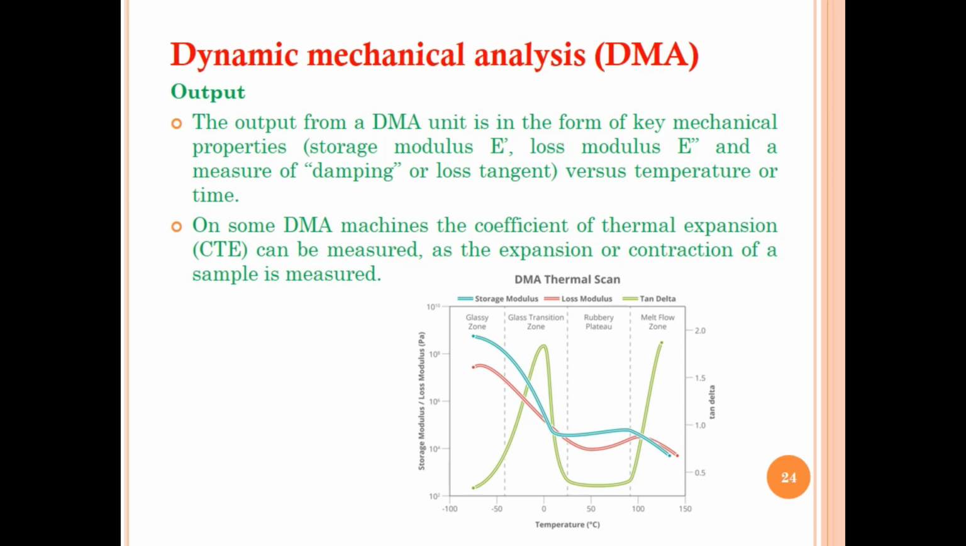This is a DMA scan. In this, the storage modulus is represented by a turquoise line, the loss modulus is represented by a red line, while the tangent delta is represented by a green line. This is the data of a polymer obtained when any type of polymer is put under observation in the DMA instrument. Different regions are obtained, that is the glassy zone, glass transition zone, rubbery plateau, and melt flow zones.